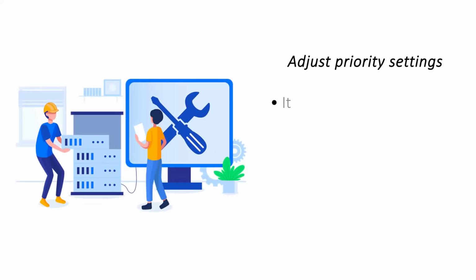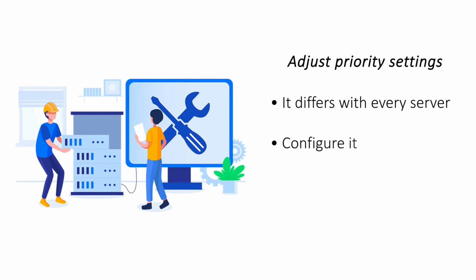Adjust priority settings. Every server has its own list of priority settings which dictates the order of tasks it executes. Change the default, normal priority, setting to high priority to reduce latency and load times.